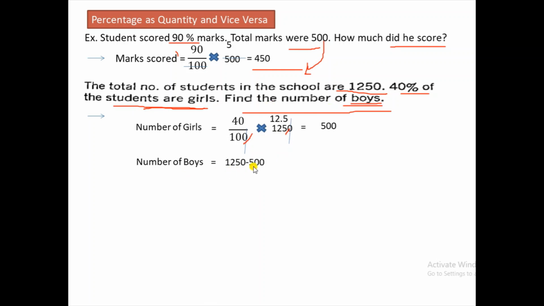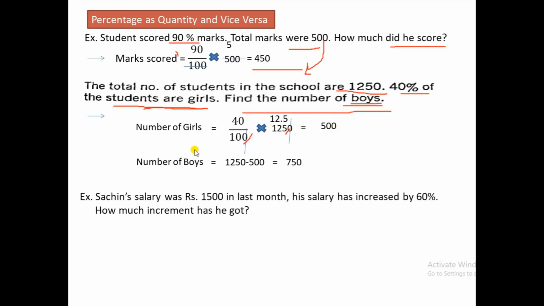So it is going to be total number of students minus number of girls. Total number of students are 1250 minus number of girls are 500. So the number of boys is going to be 750. Okay, so simple. Or it can be solved like this: number of girls are 40%, so number of boys are going to be 60%. So you can directly write down 60% of 1250 and you will get the number of boys directly. Okay, so one more example we will see.